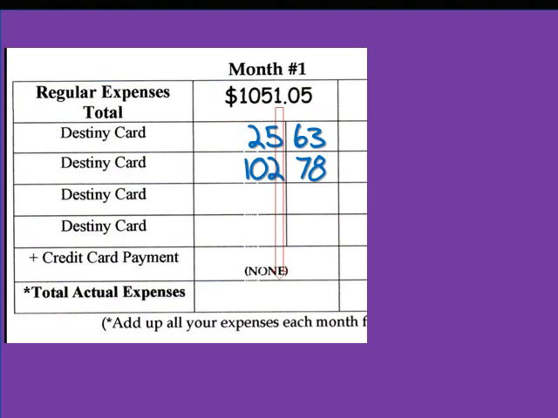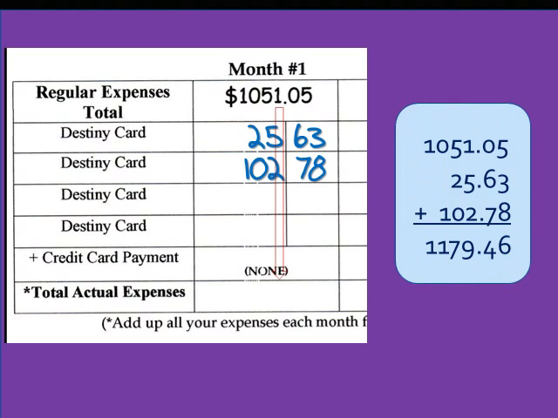We're going to add our unknown amounts, and we're going to come up with a total. So we have our $1,051.05, add in our $25.63, our $102.78, and that gives us a grand total of actual expenses of $1,179.46 for the month.